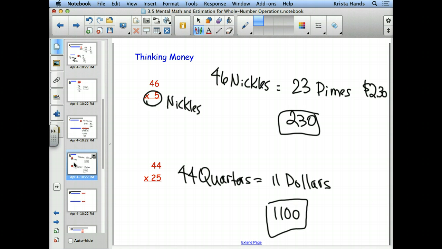I don't know about you, but if I were to actually have done this problem out with times 25, it would have taken me a lot longer than that. But if I think of it in money, you guys, I mean, you've done it in no time at all, aren't you? You really were.